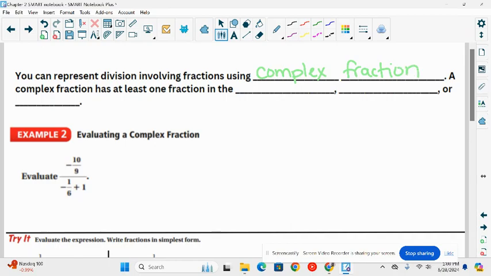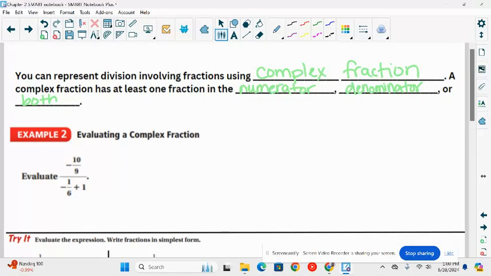What are complex fractions, you may ask? Very complicated. Okay? A complex fraction has at least one fraction in the numerator, denominator, or you can have it in both. But what does a fraction mean? Division. Okay? So like you look at example 2 here and you kind of get a little overwhelmed.